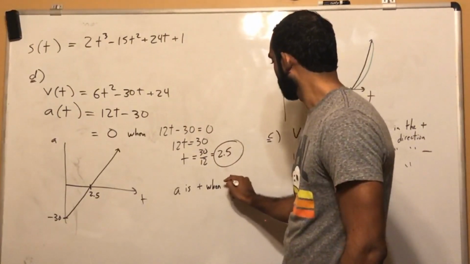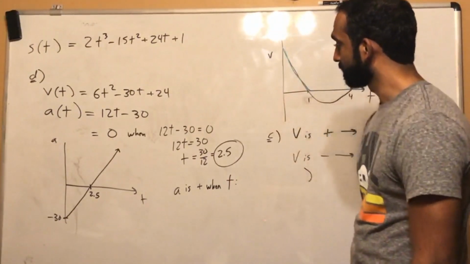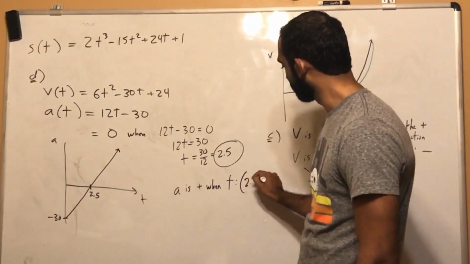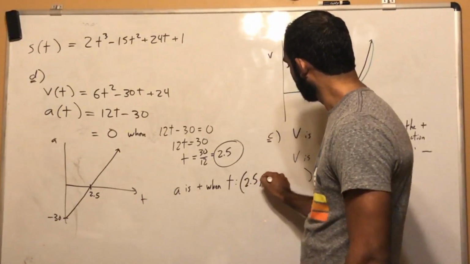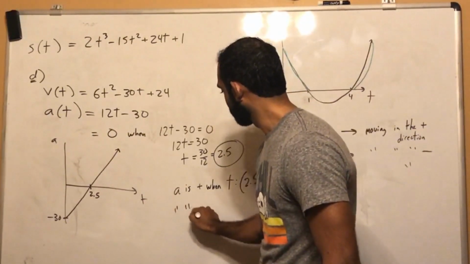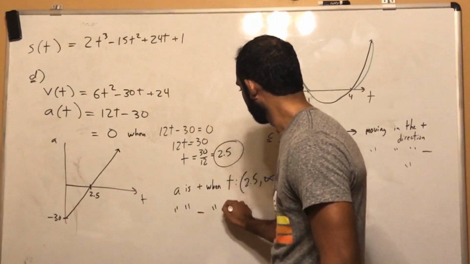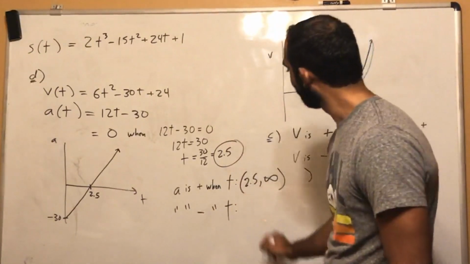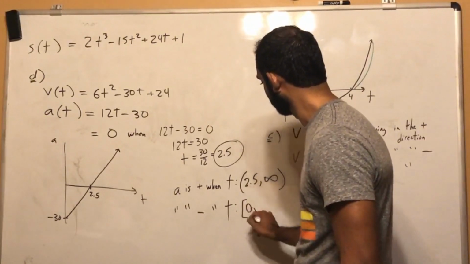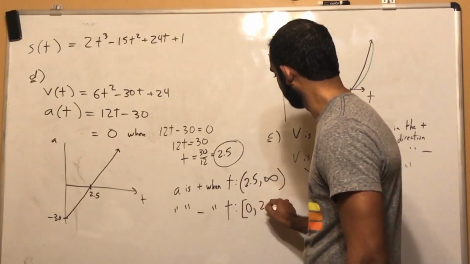Any time after 2.5, right? Yes, when t is greater than 2.5. So we can say open parentheses, 2.5 to infinity. Okay. And to finish it off, a is negative, well, just the complement of that. So start at 0, we include 0, and we go to 2.5.